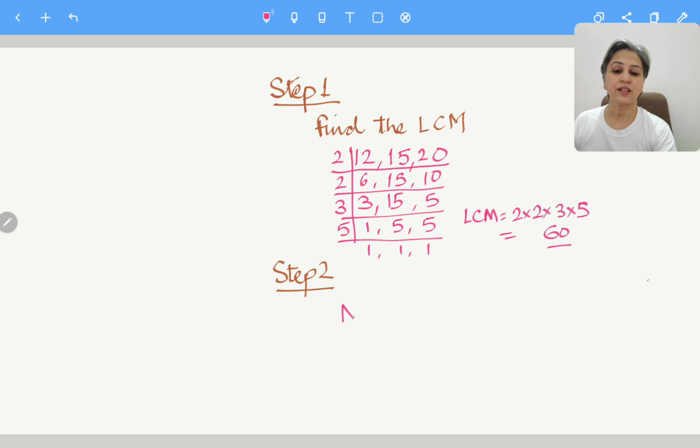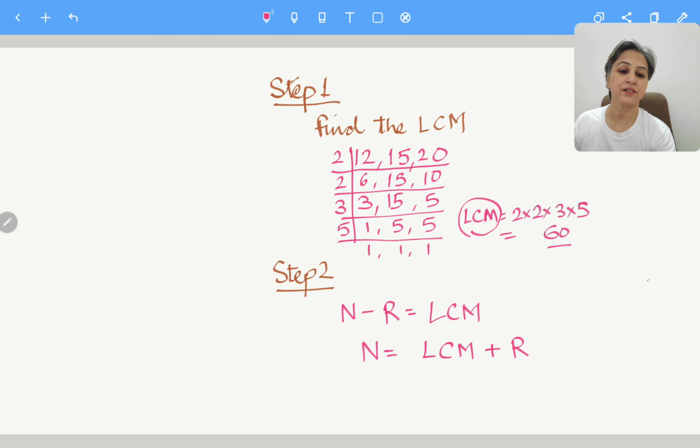Now what we learned was that from that number that we want, we have to subtract the remainder to get the least common multiple. Okay, so the least common multiple here we have got is 60. So let's just write LCM first here so that our formula gets completed. So the number that we are looking for would be the LCM plus the remainder which is given to us in the question. So LCM is 60, we add 4, we get 64.